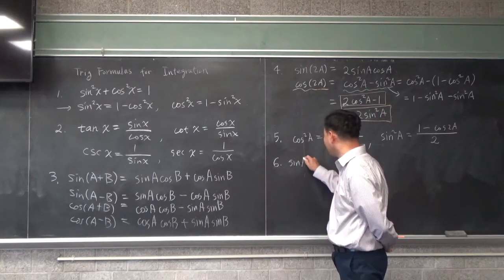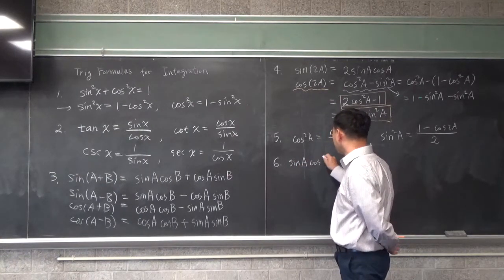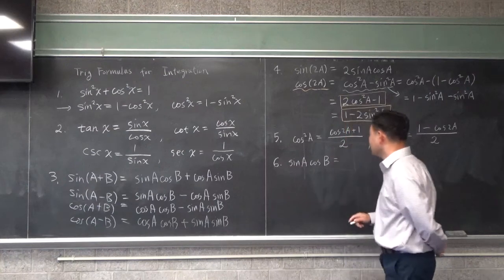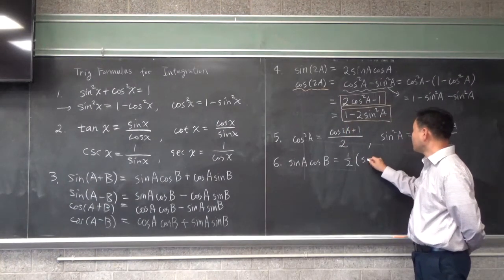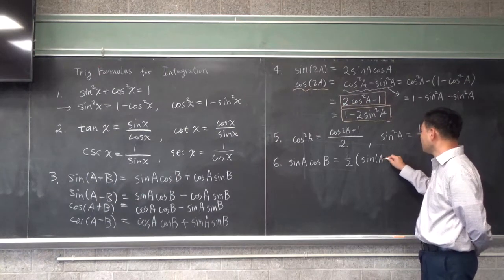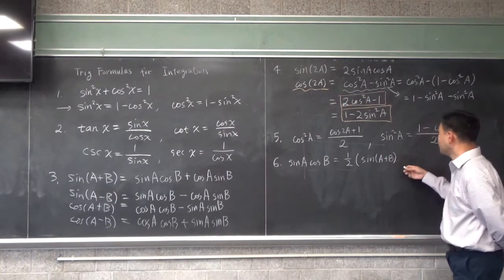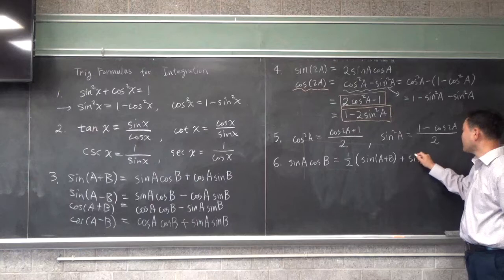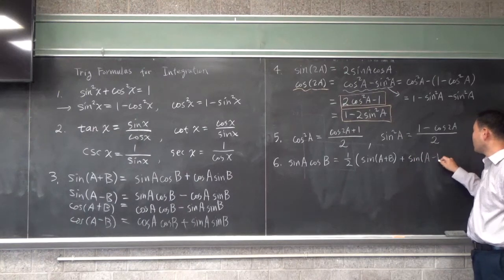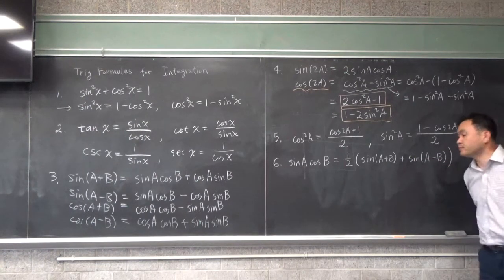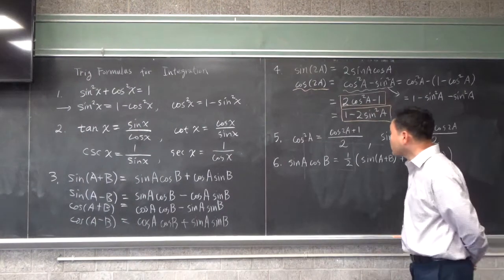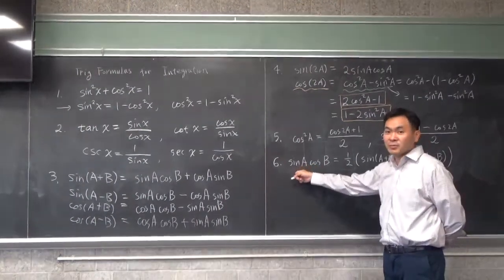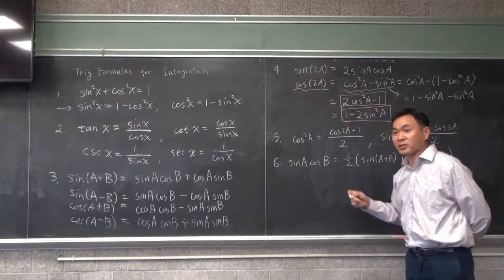Sine A cosine B is 1/2 sine A plus B plus sine A minus B. So that's what you do if a sine function and a cosine function are multiplied.